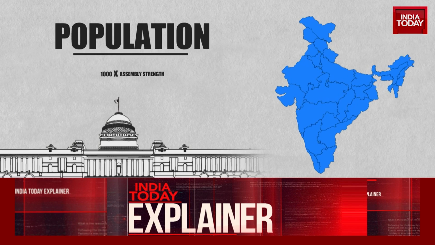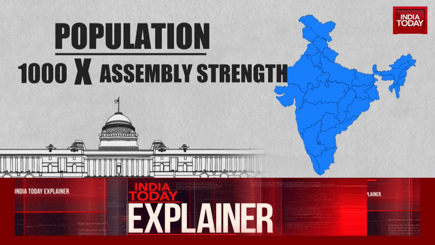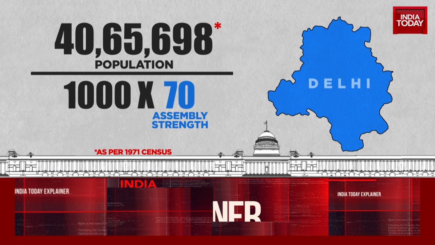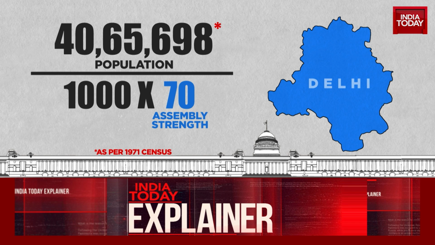And to keep you from wondering where these values are really coming from, we have the answer. The value of each vote of state is arrived at by dividing the population of the state by 1,000 times the strength of its assembly. For example, the National Capital Territory, Delhi, the value there comes after dividing the population of Delhi as per the 1971 census by 1,000 times the number of seats.